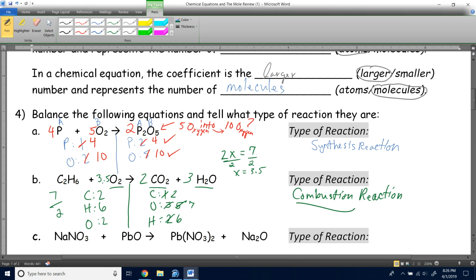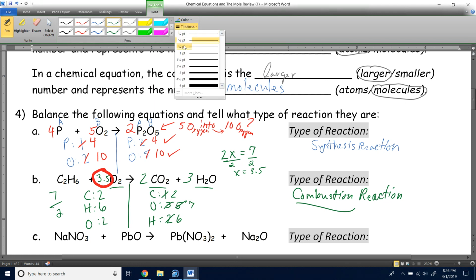Why? Because we cannot have a 3.5 coefficient. That is a big no-no. Okay, we can't do this. So that means the only way that we could fix this problem is by going back into each of these coefficients and multiplying by 2.